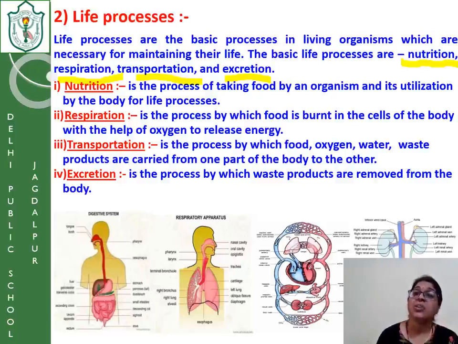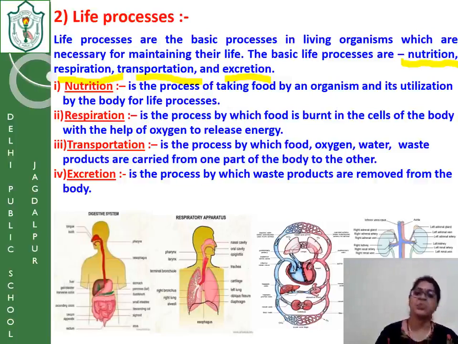So that also is first transported from the different cells. From the different cells, all the waste products will be transported to the excretory system so that they can be excreted out. So the next process is excretion. It is the process by which waste products are removed from the body. Now you can have a look at the diagrams given in front of you.